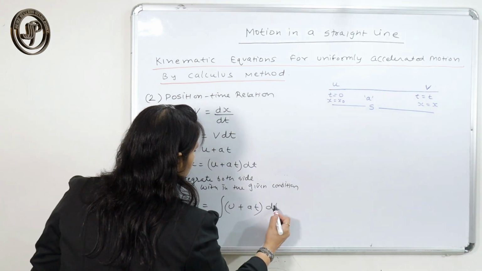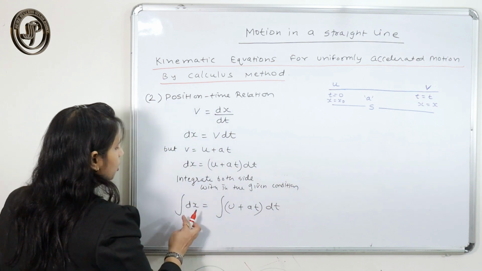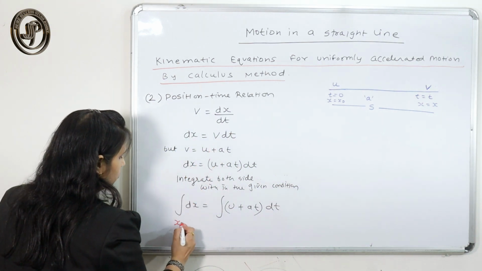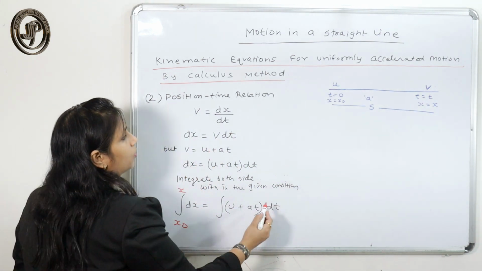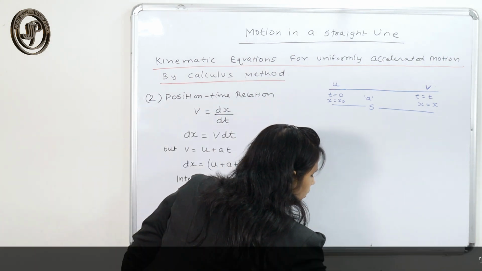What would be the given condition? What is the limit for dx? So, dx is from x naught to x. What is the limit for t? It is from 0 to t. That is the limit for t.